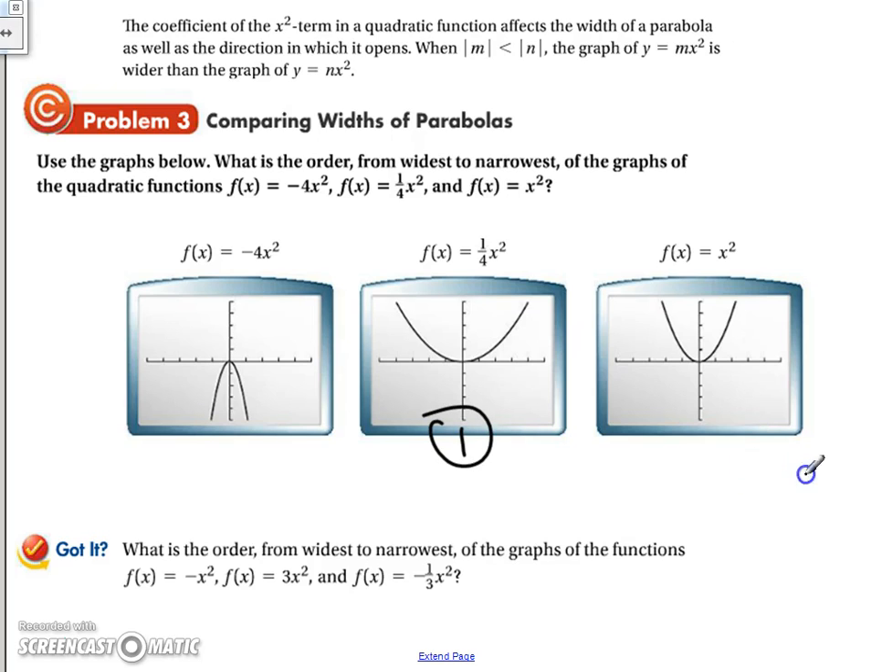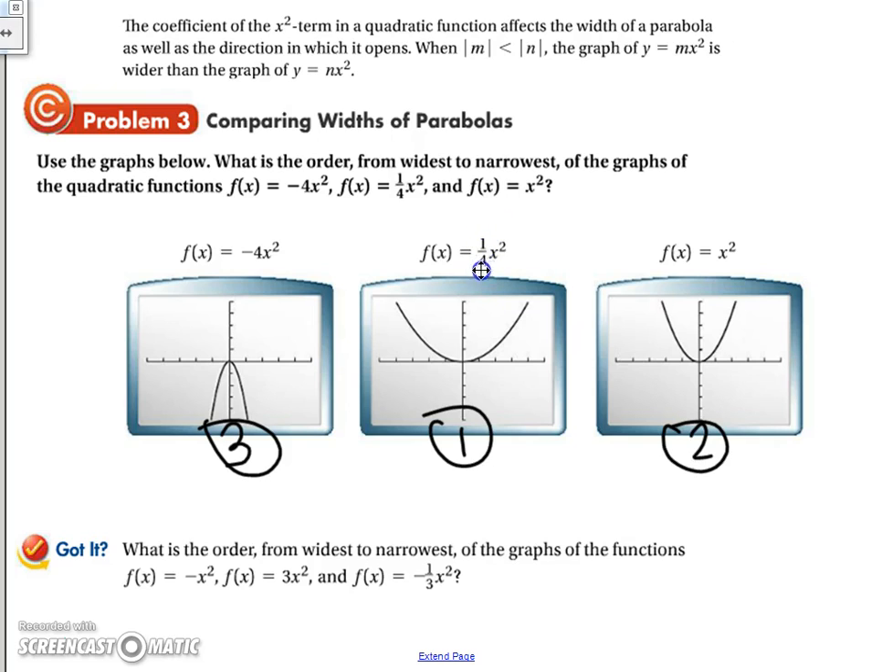Okay, the second graph then would be this one, f of x equals x squared. And then this one is our most narrow one in third place. So let's look specifically at the equation and what would make these graphs wider or narrower than each other. So off of our parent function, if you remember that term, f of x equals x squared is our most basic quadratic function. This graph here, a is 1/4.